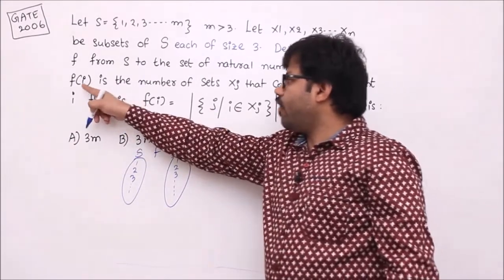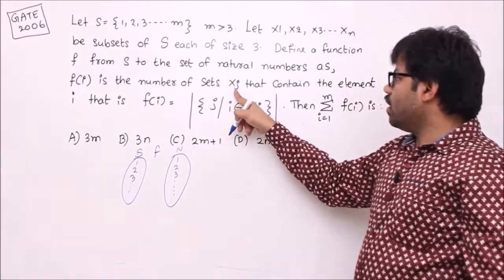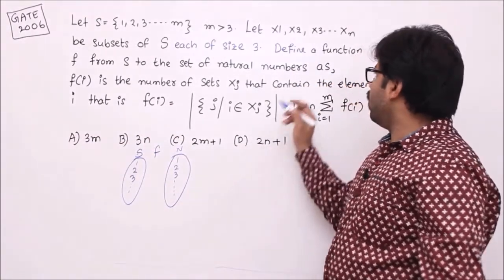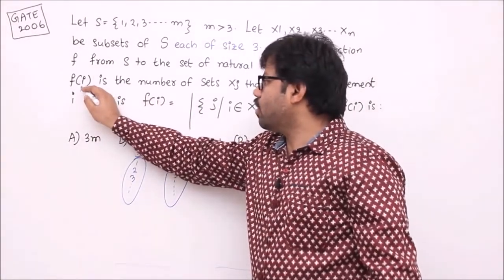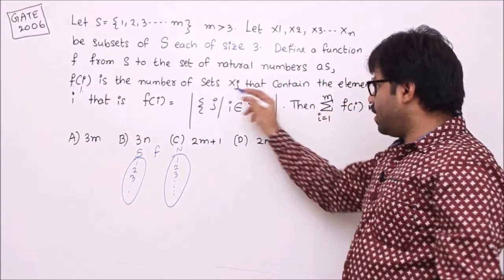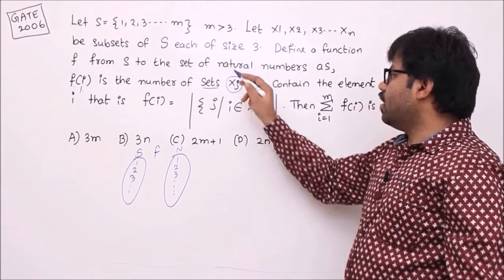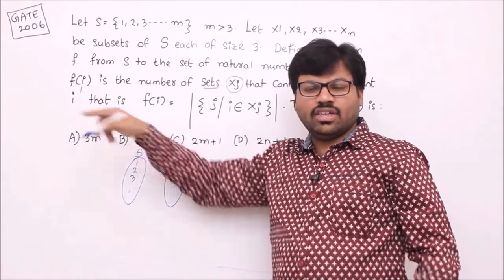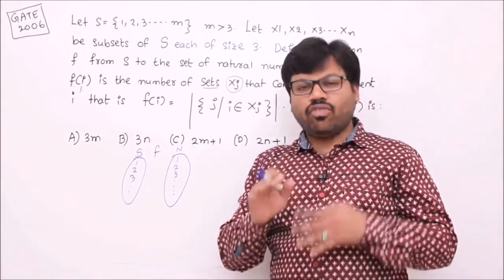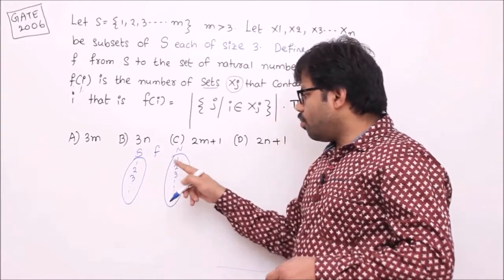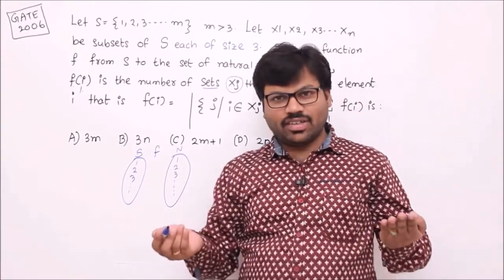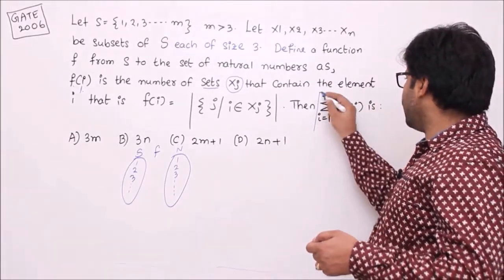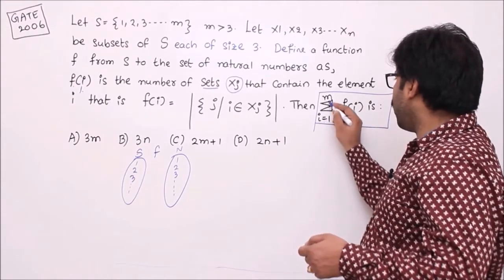Let's read further. F of i is the number of sets Xj that contain the element i. So let's read it with f of 1. F of 1 is the number of sets, and sets means here committees, the number of committees that contain the teacher i, that means teacher 1. So now you can easily understand that f of 1 is mapping 1 to the number of committees which contain teacher 1. Understand? In the same way f of 2, f of 3, so on. Now you see the question. The question here is sigma i equal to 1 to m of f of i.